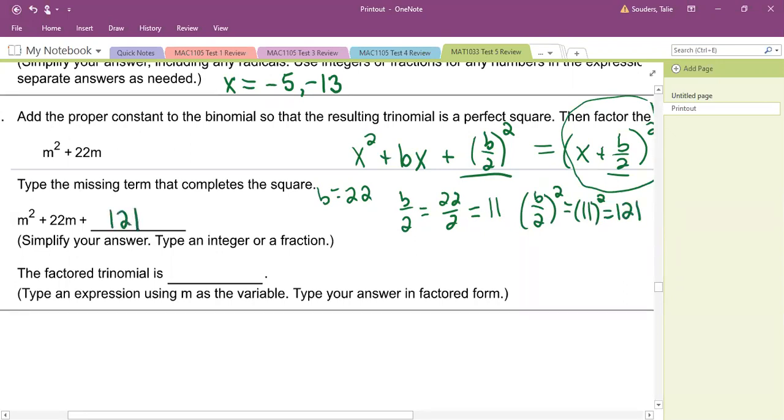And then we're going to square that. So what is 11 squared? 121. That's what we're going to add here. So now pretend you don't know the complete the square rule and all you know how to do is factor. How could you factor that?